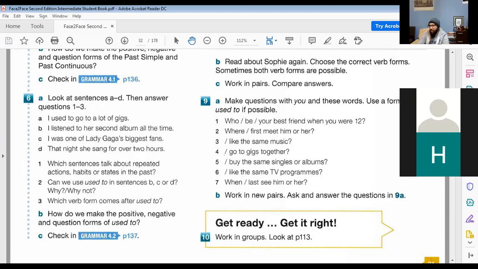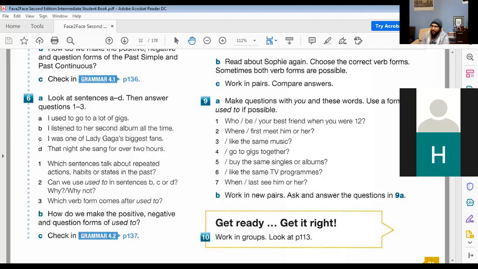So for example, I went to a lot of gigs. You can change it to, I used to go to a lot of gigs. Or I was one of Lady Gaga's biggest fans. You can change it to, I used to be one of Lady Gaga's biggest fans. So in both situations here, you can use used to instead of the past simple, as long as the action is either repeated, or if it's a state in the past. But if it's only a one-time action, a one-time event that happened in the past, you cannot use used to. This was the focus of our last lesson in general.